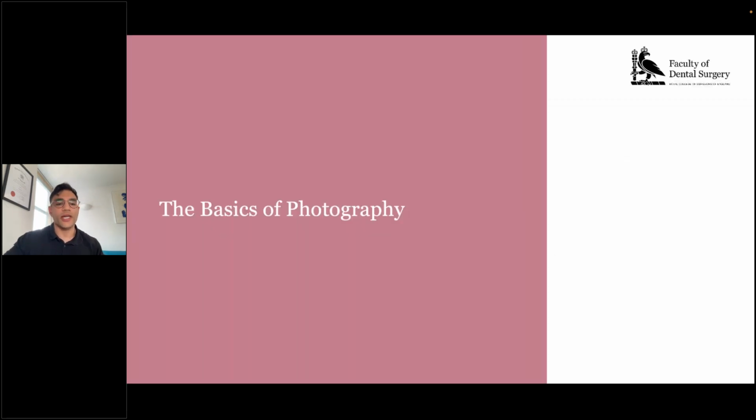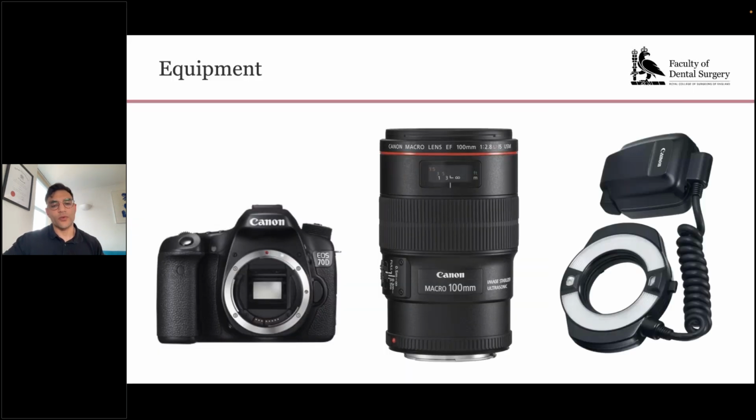So let's start by talking about the basics of photography and how photographs are made. This is some theoretical stuff, and I think it's important to have an appreciation of this so we know why we're changing the settings in the clinic when we do. So the basic equipment that we need to take a photograph consists of 3 items. Firstly, you have the body, the camera body, you have the lens, and you have the flash.